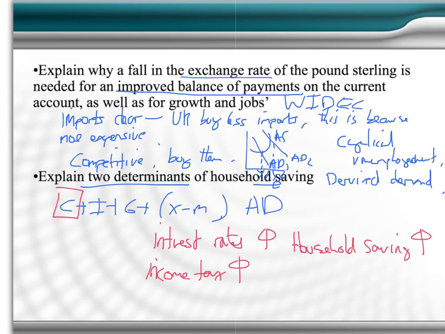Why not? You could talk about confidence. So potentially you could say, when the economy's doing badly and there's low confidence, people save in case there's a rainy day sort of thing. But those answers will do.